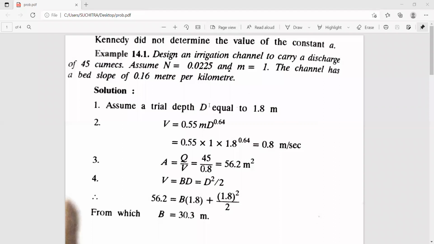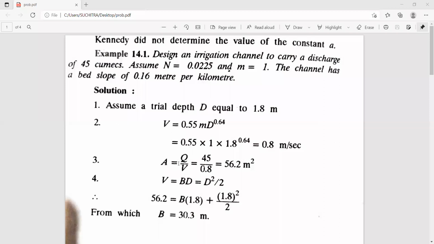So the first problem, Kennedy's method of channel design: we have assumed a trial depth of 1.8 meters, so we can calculate the critical velocity. It works out to be 0.8 meters per second. This is the second step. The first step is to assume a trial depth of some value, and the second is to calculate the critical velocity. The third step is to calculate the area of cross section required.